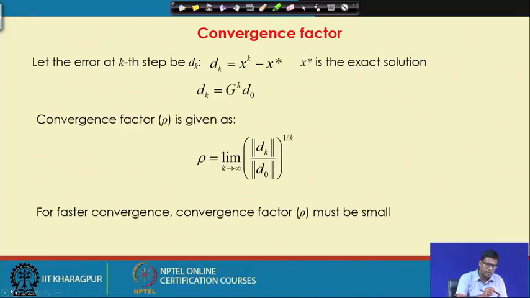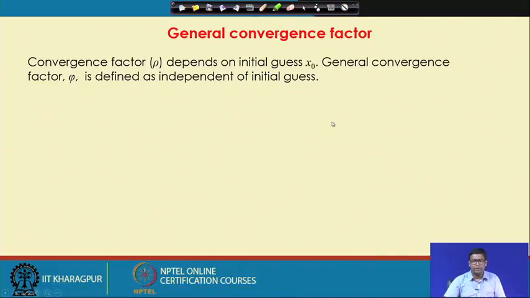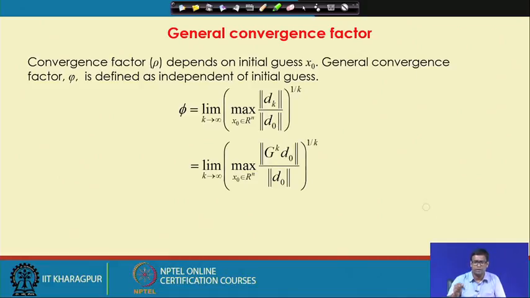However, if we look at the previous slide, this definition depends on the term d0. We have to start with a d0 and see what is happening. So, a better definition is given, in which we do not need to depend on x0. We call it the general convergence factor, and it is defined independent of the initial guess. The general convergence factor is the limit as k goes to infinity of the maximum over x0 belonging to R to the power n of (dk by d0) to the power 1 by k. And dk is g to the power k d0, so it is the maximum of the ratio of vector norm g to the power k d0 by d0, to the power 1 by k.